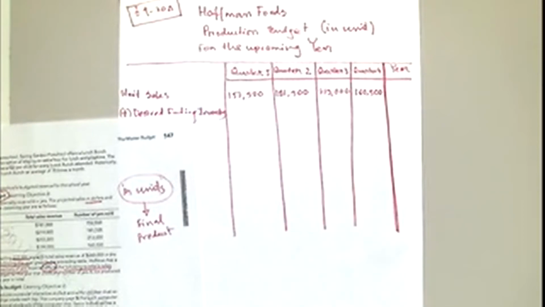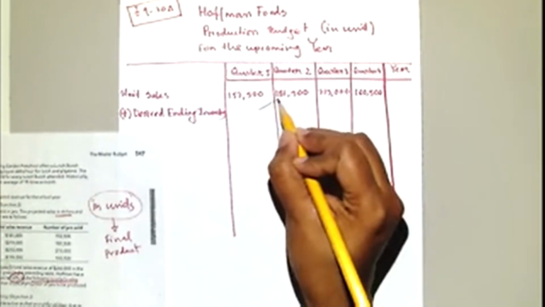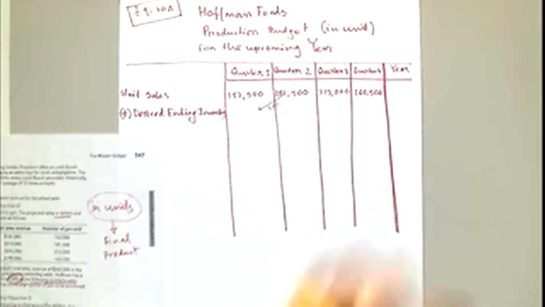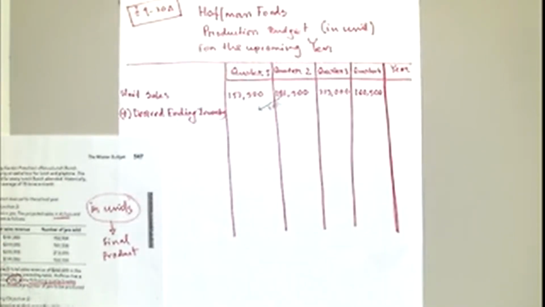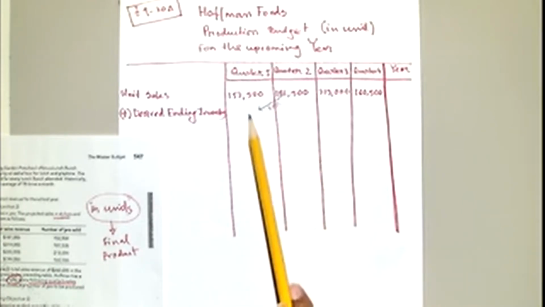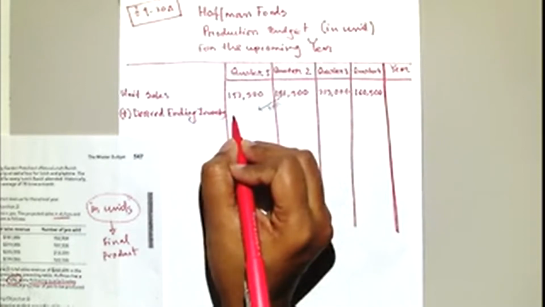So now you have to calculate your first quarter's ending inventory. So what will be your first quarter's ending inventory? That will be 30% of your second quarter sales. That means if you check your table, your second quarter sales is 181,500. So calculate 30% of it. That's the ending inventory you want to keep as extra at the end of your first quarter. So now tell me, if you take 30% of second quarter sales, which is 181,500, what's the number you get here?